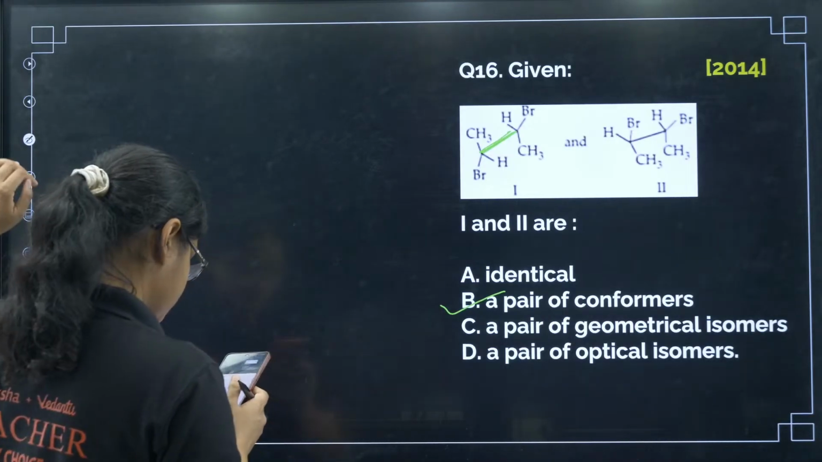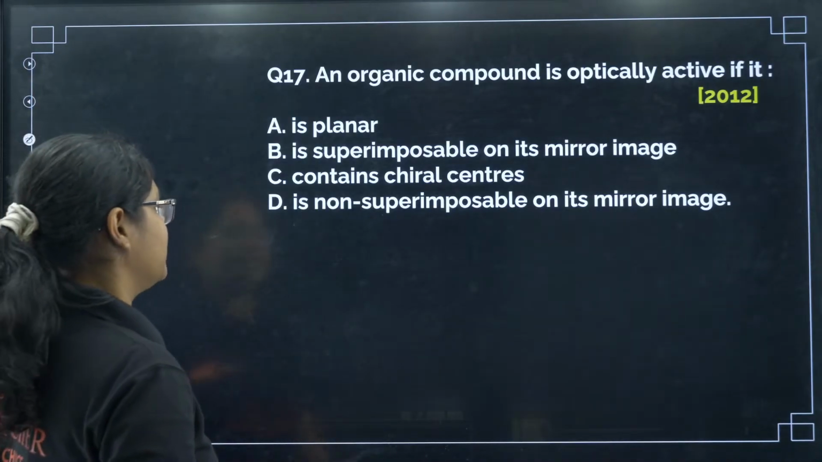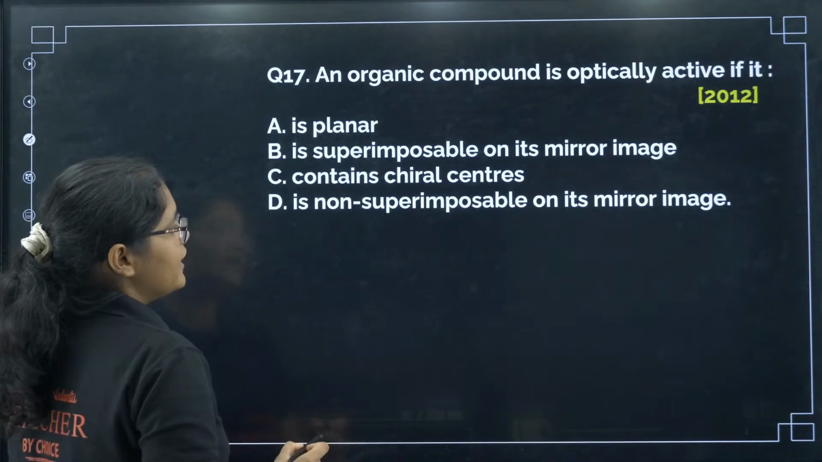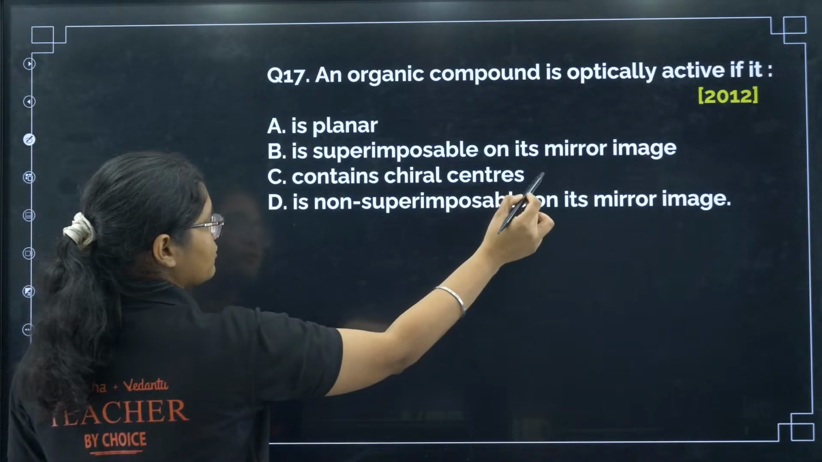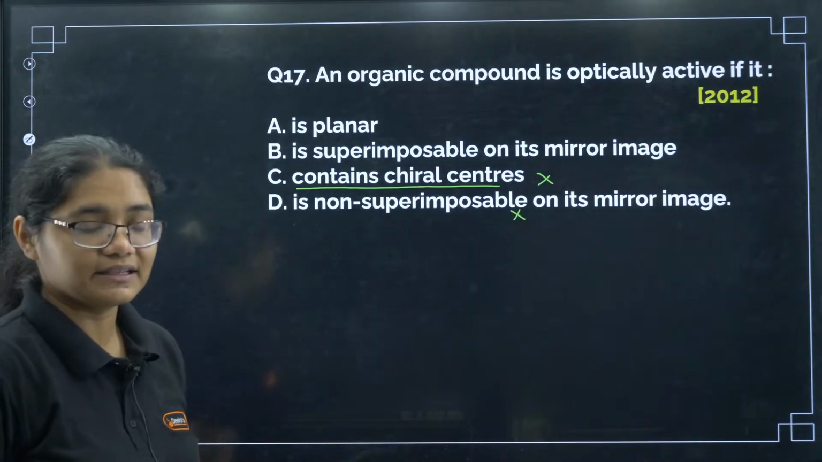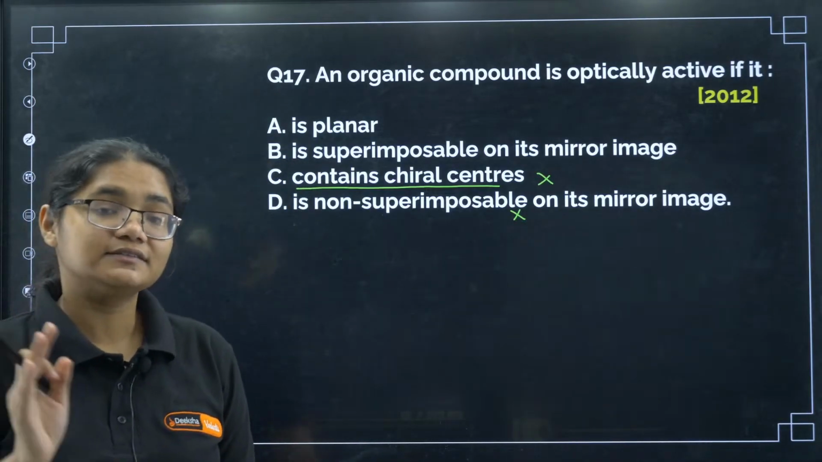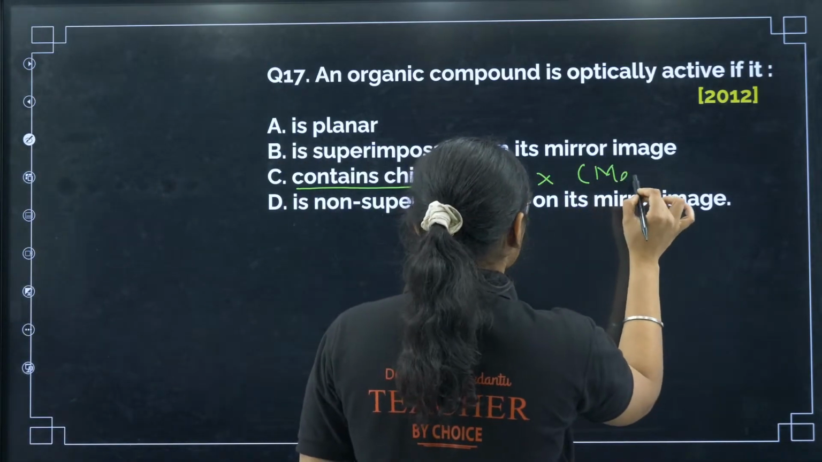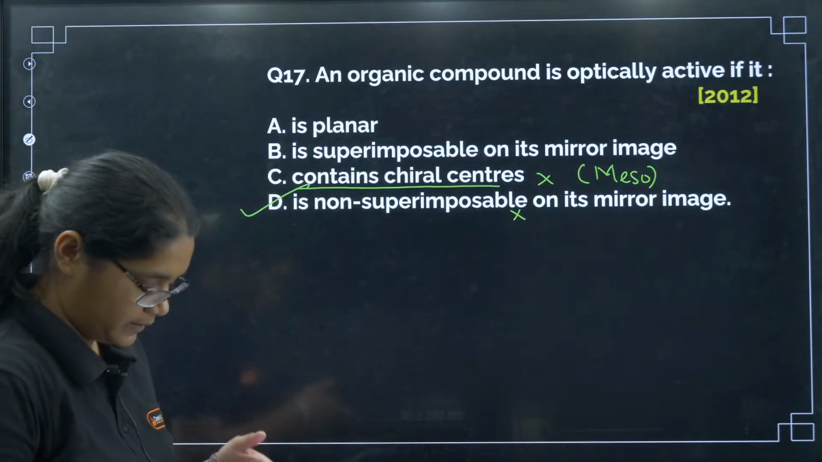Okay. Yes. Next, an organic compound is optically active if it is planar, it is superimposable on its mirror image, contains a chiral center, is non-superimposable on its mirror image. So you may get confused with option number C and D, right? Now see, contains a chiral center is a major factor, but there are certain compounds where the chiral center is present, still the compound is optically inactive. The example of such type of compounds are your meso compounds, right? So the necessary condition is that it should have a non-superimposable mirror image. Okay.